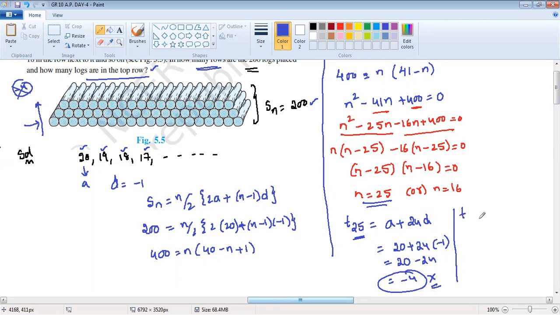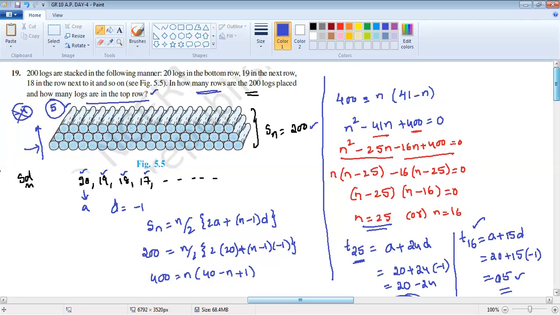So T16. See, a plus 15d. a is 20 and 15 into d, which is minus 1. So 20 minus 15, which is 5. We could say in the last row there might be 5 logs. And the question is, how many logs are in the top row? So 5 logs. How many rows? 16 rows. So this is a way of cross-checking the answer.